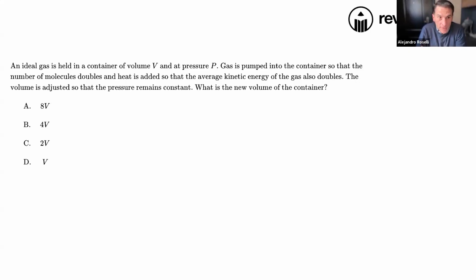An ideal gas is held in a container of volume V and at a pressure P. Gas is pumped into the container so that the number of molecules doubles, and heat is added so that the average kinetic energy of the gas also doubles. Okay. Kinetic energy being doubled means that the temperature is doubled. The volume is adjusted so that pressure remains constant. The question is, what is the new volume of the container?